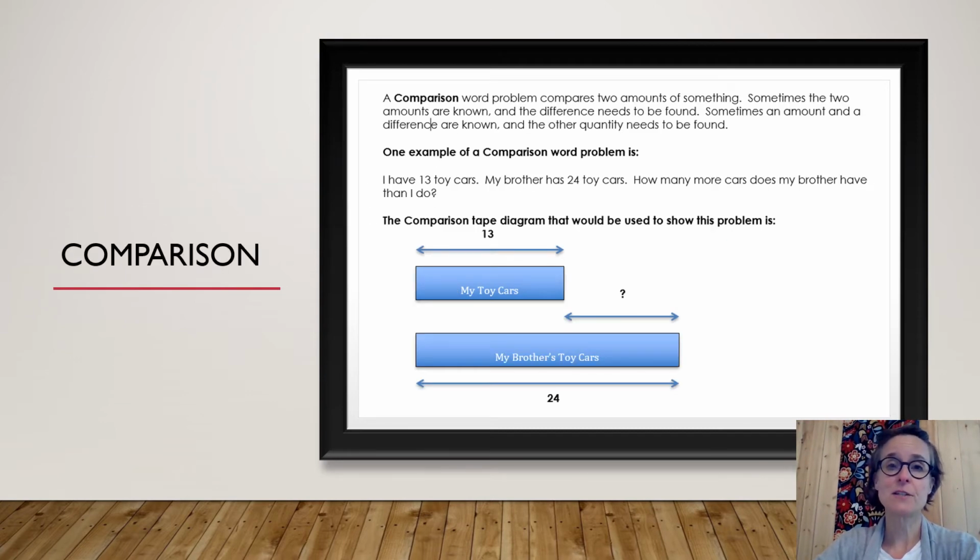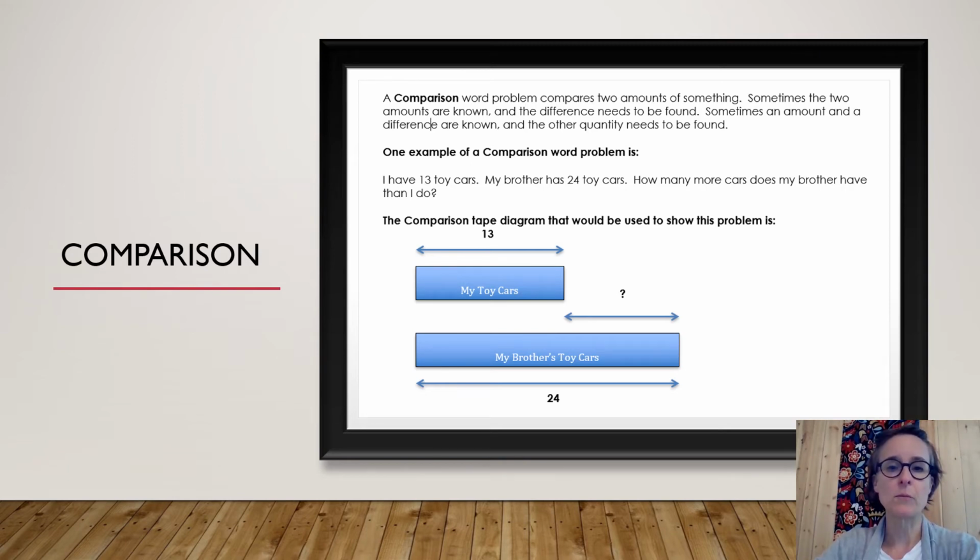Our last tape diagram is comparison. A comparison word problem is a word problem where we are comparing 2 different amounts of something. In some comparison word problems, we know both amounts and we're trying to figure out the difference between them. Sometimes we know one of the amounts and we know the difference, and we have to use that information to figure out the other amount. Let's look at an example together.